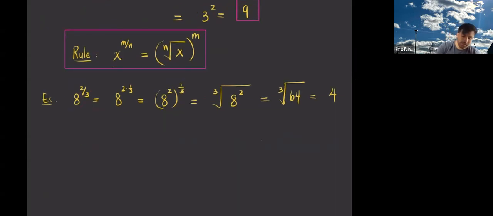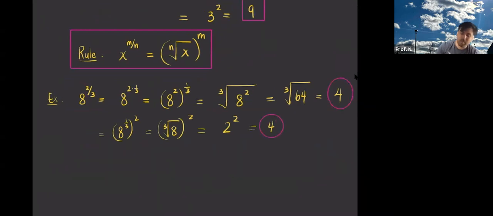I could have also done it differently, right? I could have written it as 8 to the 1/3 squared. This equals the cube root of 8 squared. The cube root of 8 is 2, squared equals 4. Do you see how I get the same thing? But I interchanged the order of the multiplication, and that gave me two different variations of the same solution.